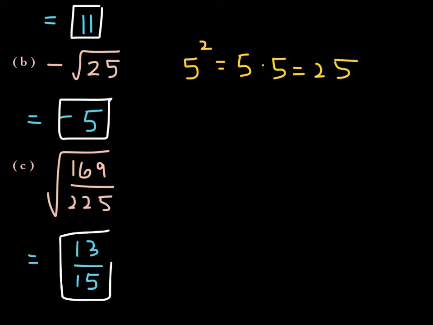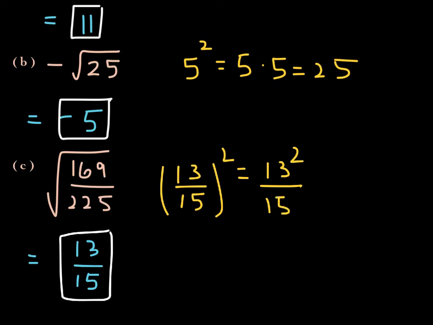Now, please allow me to explain to you my thought process on how I know that this is the principal square root. Well, 13 over 15, right? When I square it, I get 13 squared over 15 squared, right? Which is 169 over 225. Okay? So when I square this fraction, when I square this number, I get my radicand.